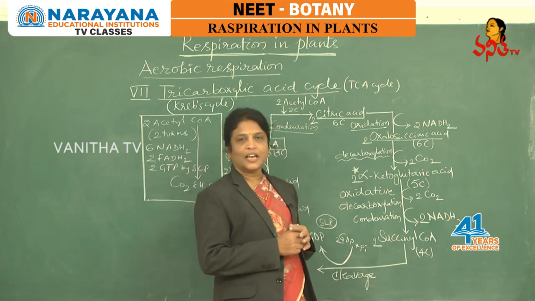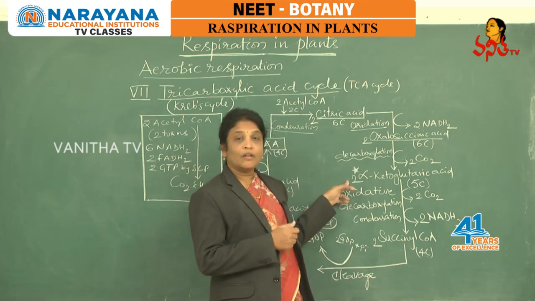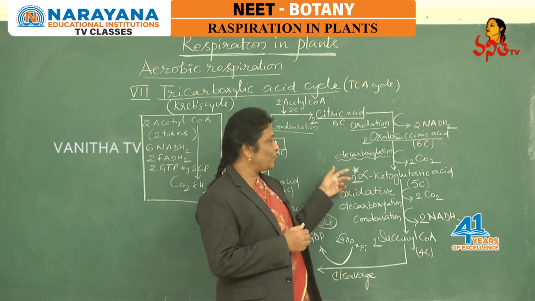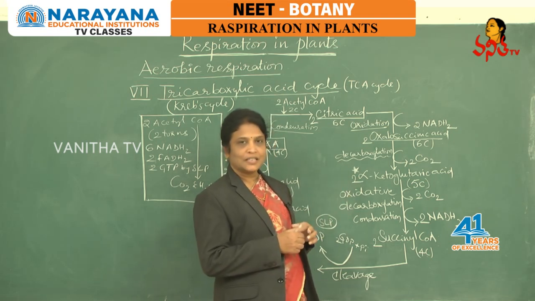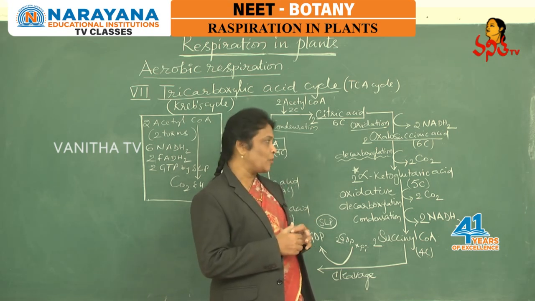Alpha ketoglutaric acid may deviate from the Krebs cycle pathway and be involved in the synthesis of amino acids like glutamic acid. So, it also supports amino acid synthesis, that is an anabolic process, that we will discuss in a later topic, the amphibolic pathway.